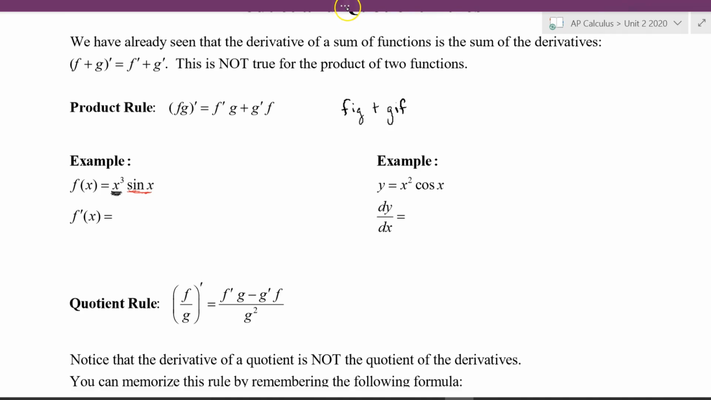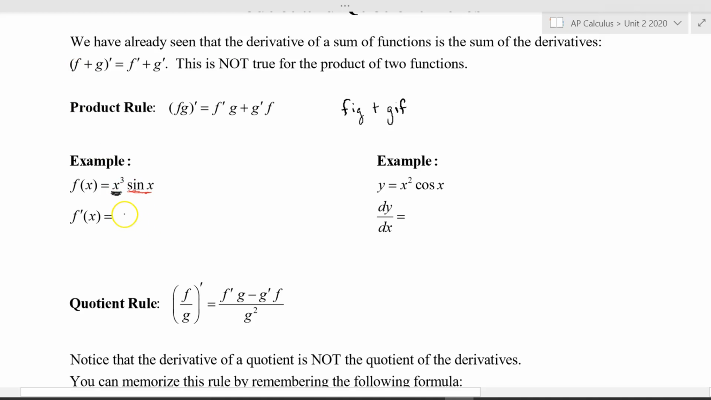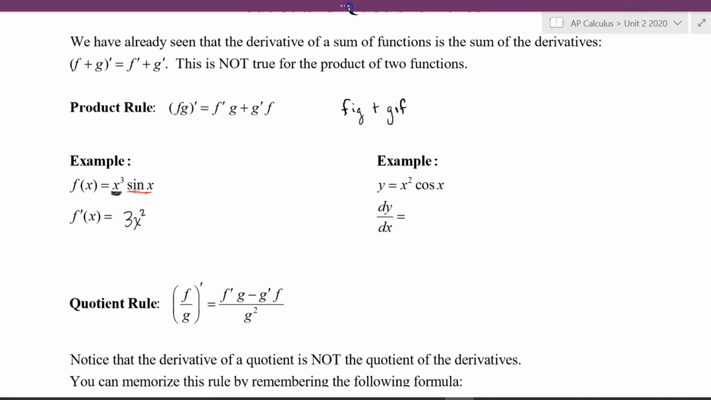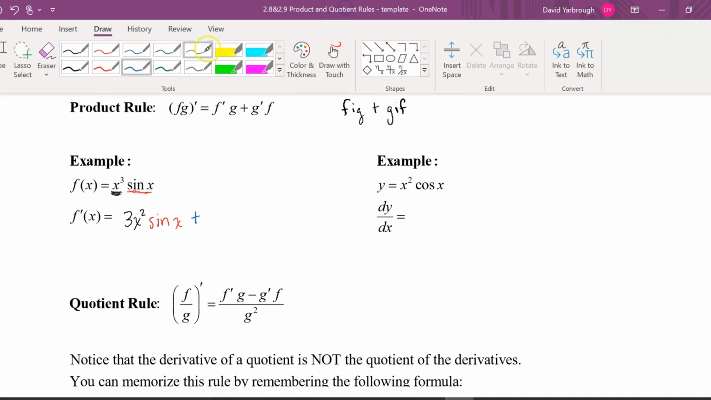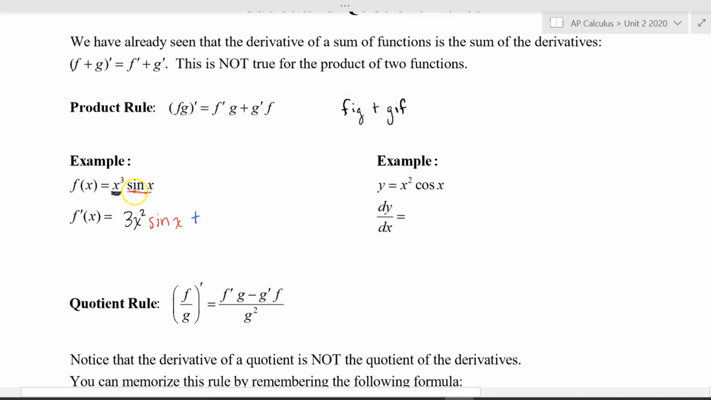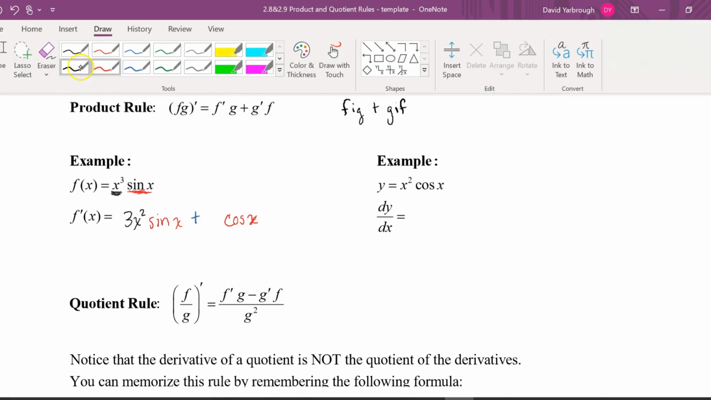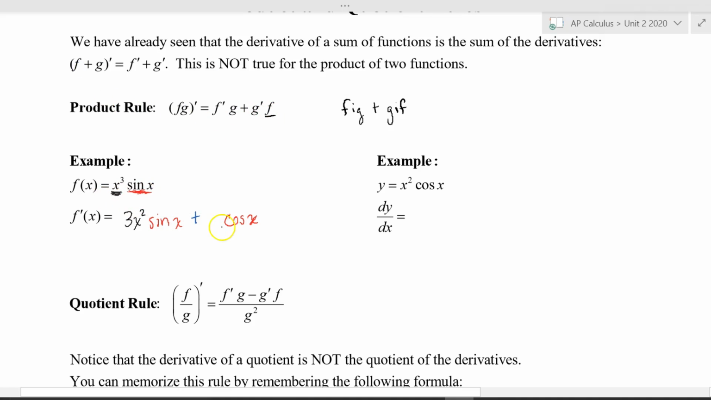This formula tells me that I need to take the derivative of x to the third, so that'll be 3x squared. But then I just need to write down the function g, which is sine x. I join that with a plus sign. And then we're going to do g prime. The derivative of sine is cosine x. And then we just need to write down what f is. I can write that in the front if I want to, and it probably looks better that way. So there you have it. That is the product rule in one of our problems.